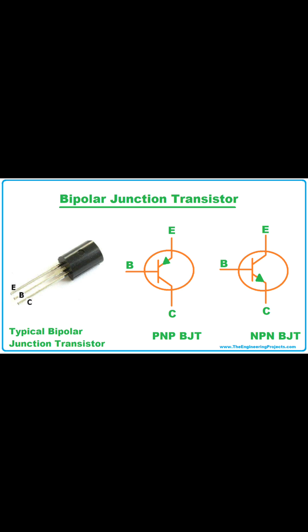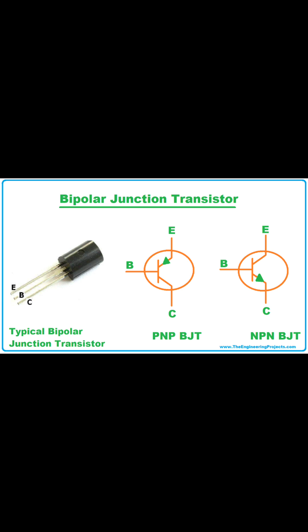The base is the control terminal that manages how much current flows from the emitter to the collector. The emitter is heavily doped and its job is to emit charge carriers into the base region. The collector collects the carriers and is typically the largest terminal to handle heat dissipation.